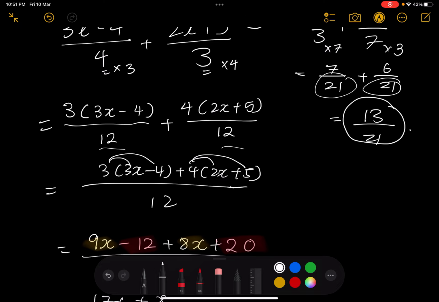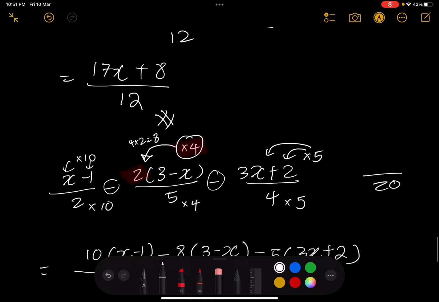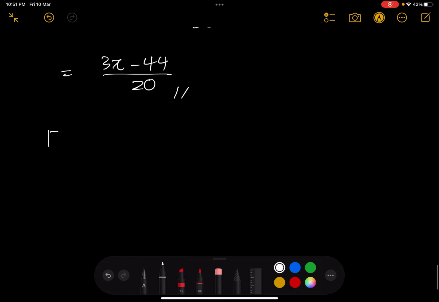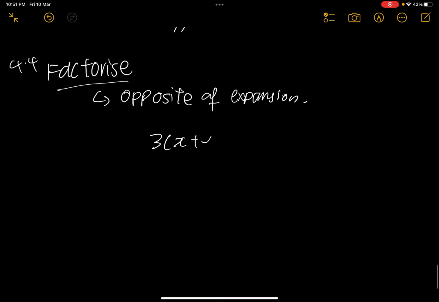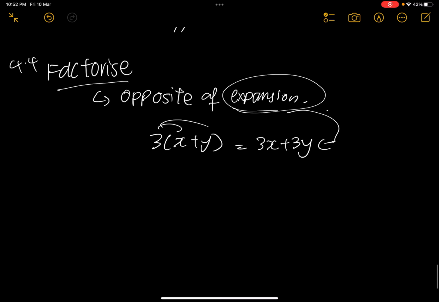Okay, now next one, factorizing. This is where it gets confusing. Okay, now factorizing is the opposite of expansion. Okay, so example, when I do this, right, it's called expansion. Now I want to do it the other way around.